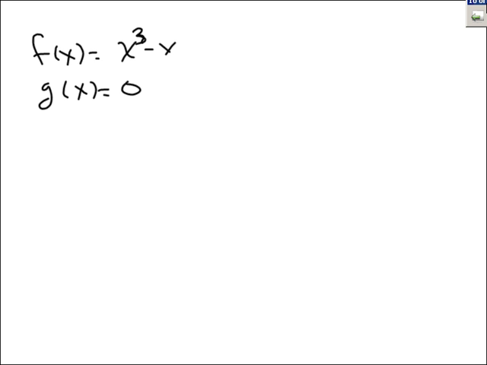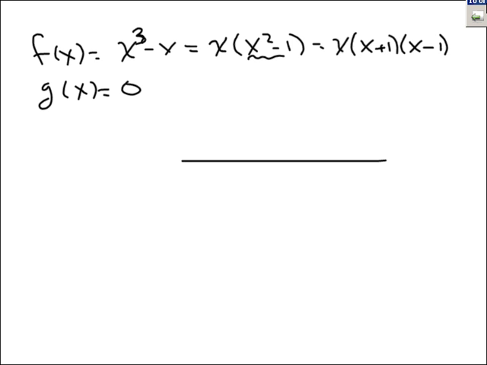x cubed minus x. Well, first thing I would do is try to find the zeros. I will factor out an x, and I get x squared minus 1. And then I say, oh, that can be factored, and we get x plus 1 times x minus 1. So now I know my zeros. There's a 0 at 0, there's a 0 from that factor at negative 1, and then another 0 at 1 itself.